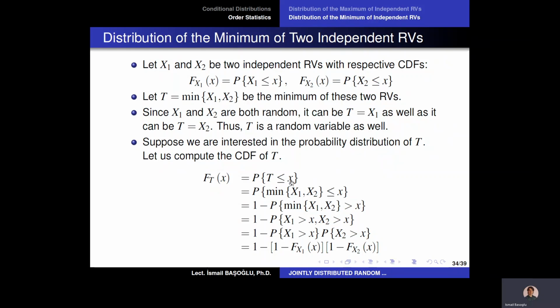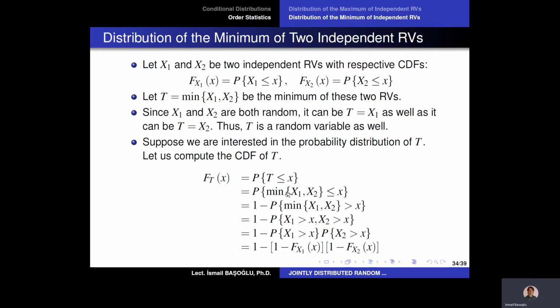Now, I can calculate that probability, the probability of the lifetime of the automobile to be less than or equal to x, as the probability of the minimum of X1 and X2 to be less than or equal to x. So I will simply replace that T with its definition, which is minimum of X1 and X2 to be less than or equal to x. Now, if you have studied the previous videos, you may know how we are going to continue from this point. But here, you will realize that the fact that the minimum of these two random variables is less than or equal to x does not require both of them to be less than or equal to x.